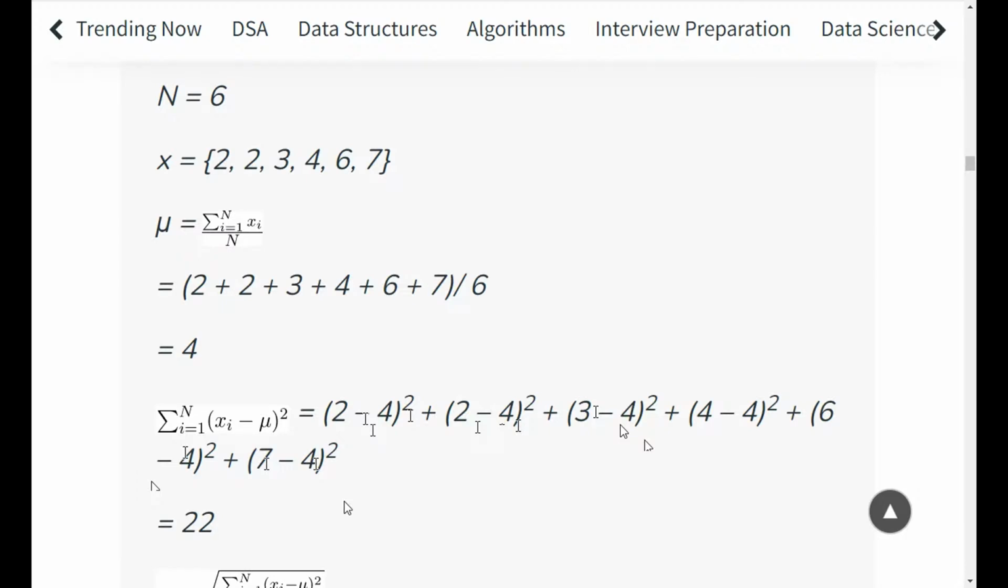How do you do square in Python? How many stars? 2 stars. Right. Do it first. That's the equation.